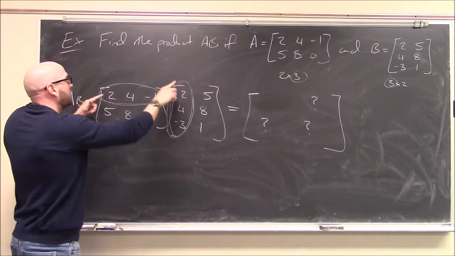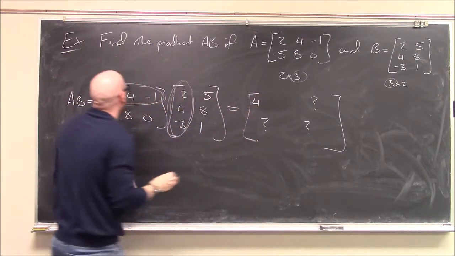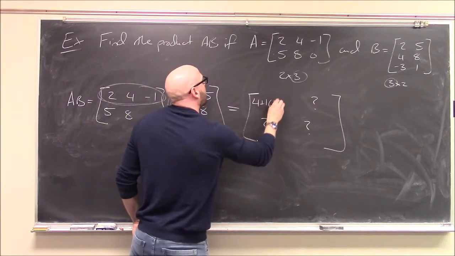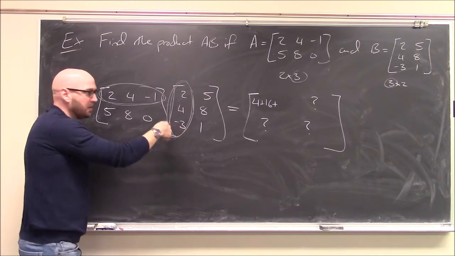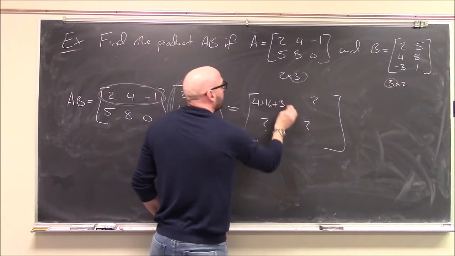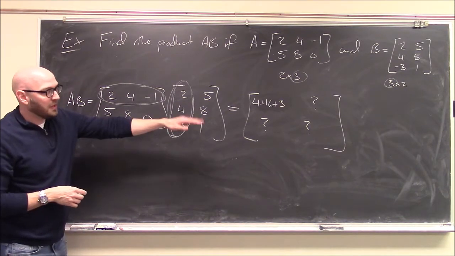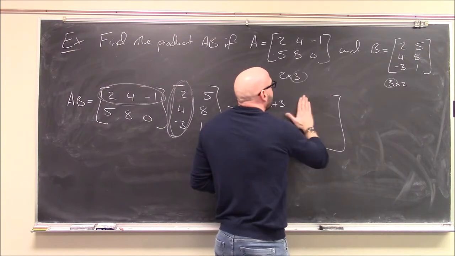So now what's this product? Well, the first row by the first column is going to be 2 times 2, which is 4, plus 4 times 4, which is plus 16, plus minus 1 times minus 3, so plus positive 3. Cool. And that's the entry right there. That's, of course, 23, but we'll just do this step by step.